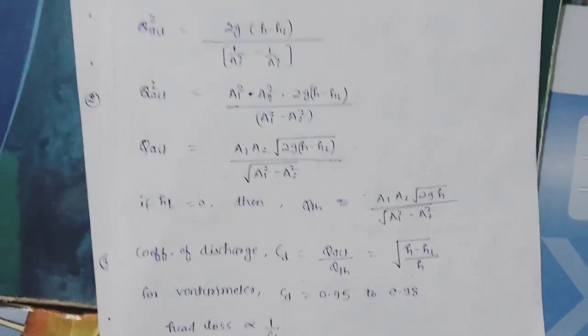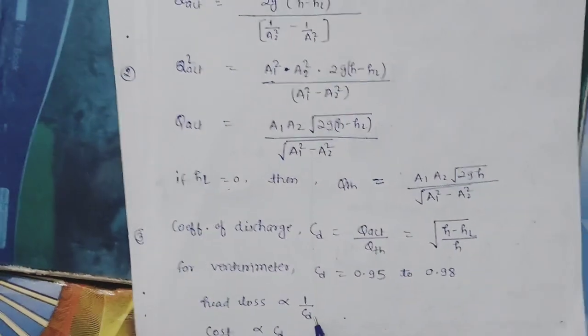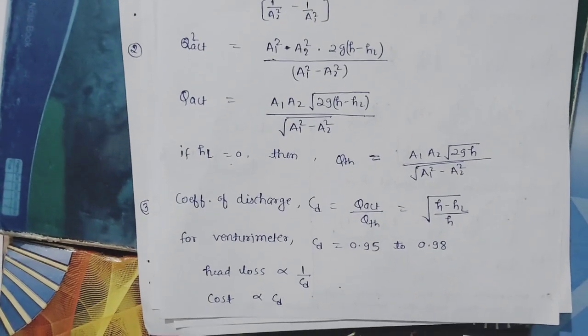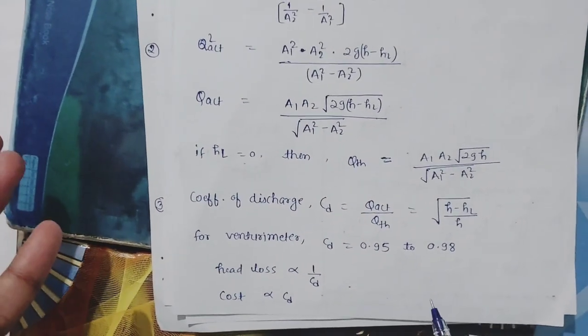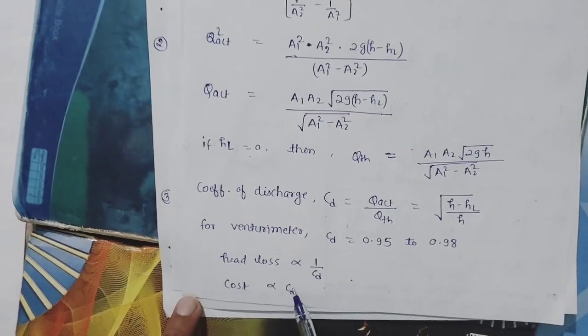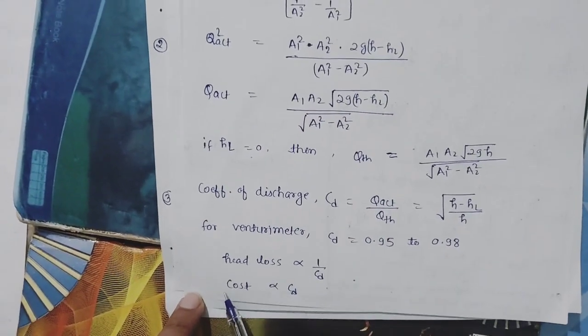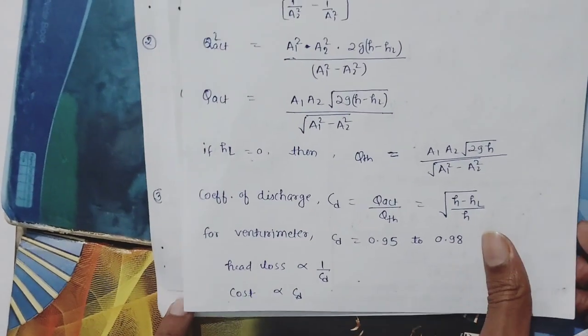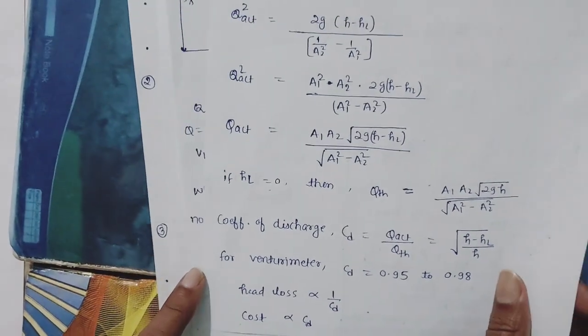and head loss is inversely proportional to the coefficient of discharge. It means if the coefficient of discharge is maximum, then head loss will be minimum and cost will be maximum. If the coefficient of discharge is maximum, then cost will also be maximum. That's why this Venturimeter is costly.